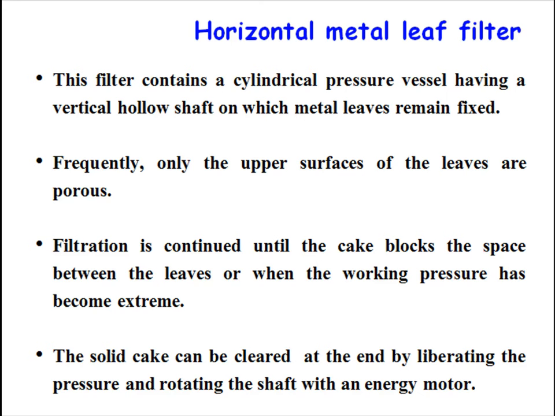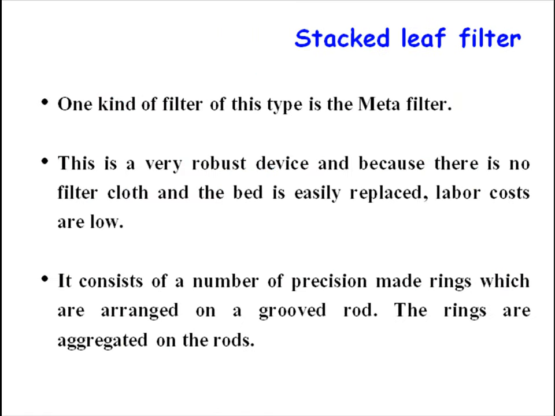Second is the horizontal metal leaf filter. This filter contains a cylindrical pressure vessel having a vertical hollow shaft on which metal leaves remain fixed. Frequently, only the upper surfaces of the leaves are porous. Filtration is continued until the cake blocks the space between the leaves or when the working pressure has become extreme. The solid cake can be cleared at the end by releasing the pressure and rotating the shaft with an electric motor.